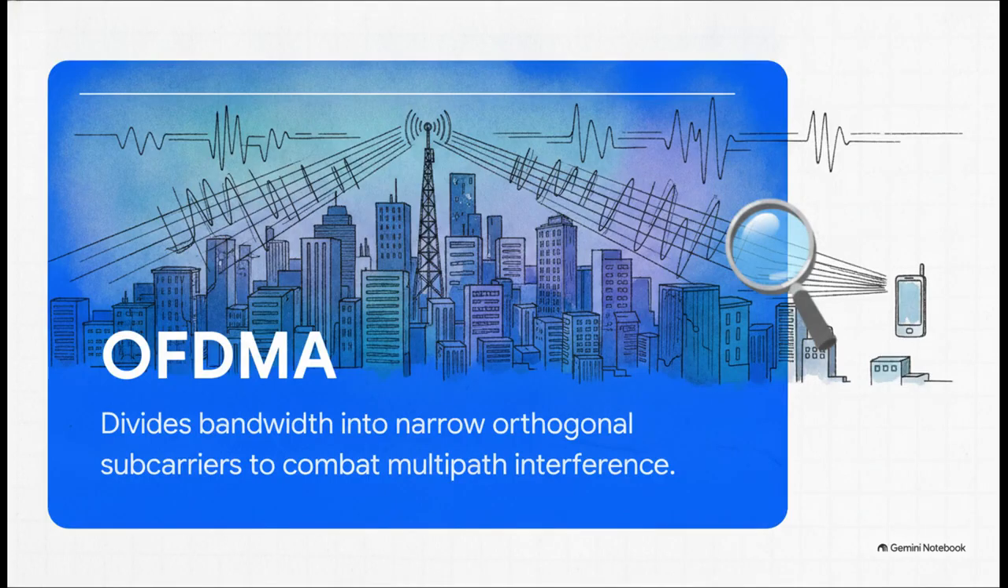A key piece of this modern wireless magic is OFDMA, or Orthogonal Frequency Division Multiple Access. OFDMA brilliantly solves the problem of radio waves bouncing off buildings and arriving at your phone at slightly different times. Engineers call this multipath interference, and it's basically a confusing radio echo. OFDMA tackles this by dividing the bandwidth into hundreds of narrow, orthogonal subcarriers. This allows for highly efficient spectrum utilization, even in super challenging, crowded urban environments.